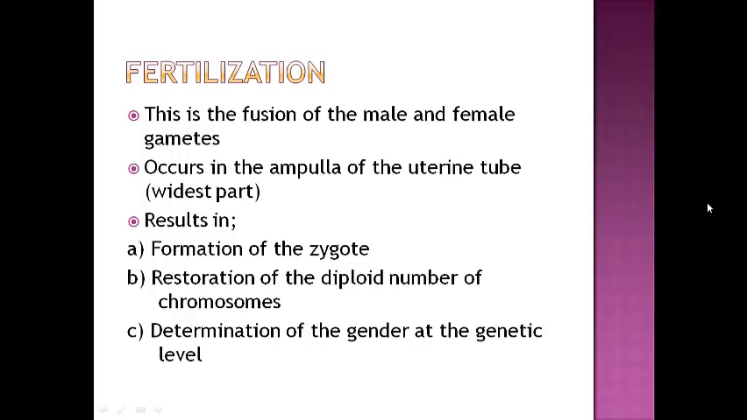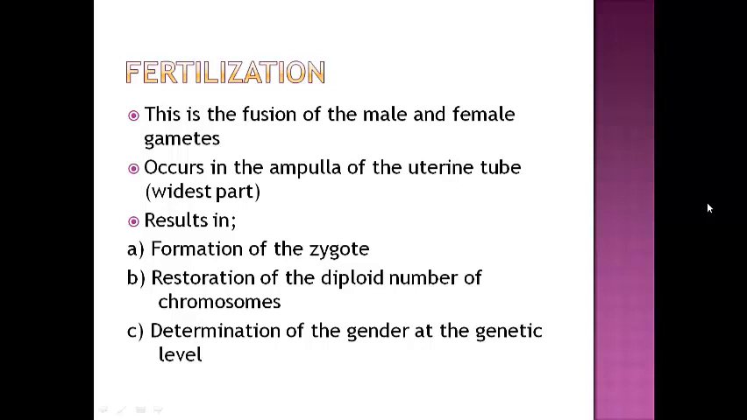The first change is the formation of the zygote. Remember, we have the separate ovum from the female and a separate sperm from the male, but once they fuse together during fertilization, the resulting cell is now called a zygote, so it has a completely different name. The other thing that happens is restoration of the diploid number of chromosomes. We have two haploid cells that fuse together, half the number of chromosomes from here, half from there, and you end up with a diploid number of chromosomes.